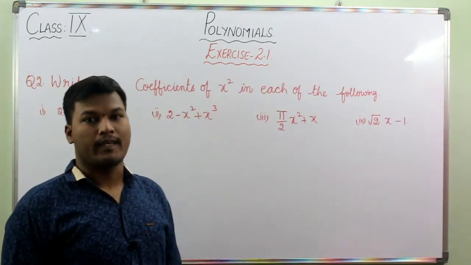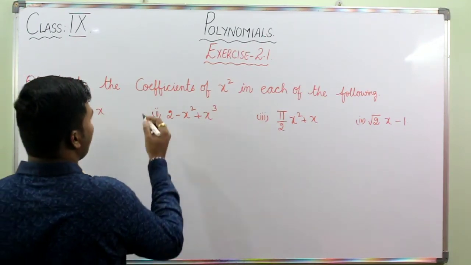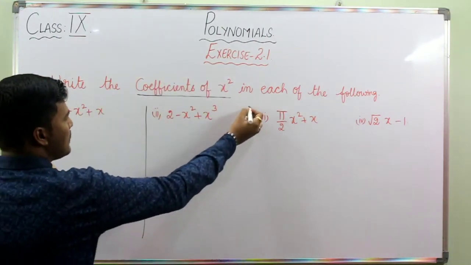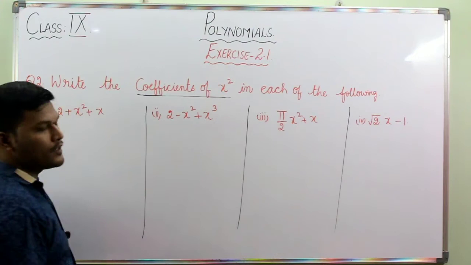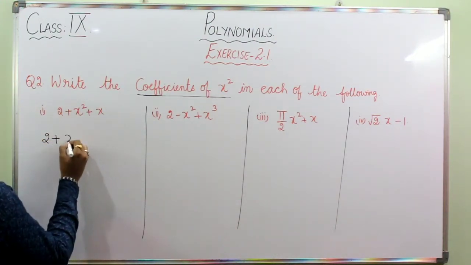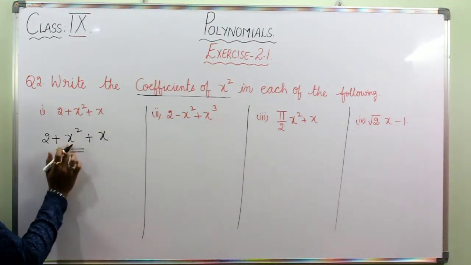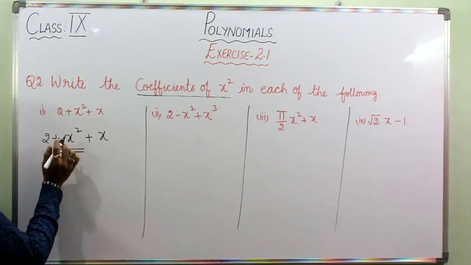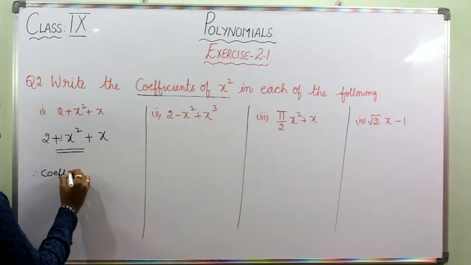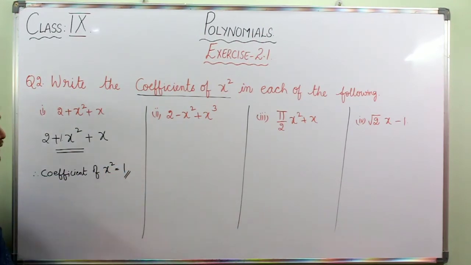Let us start the second problem of this exercise: write the coefficients of x square in each of the following. We have 4 parts in this, so we have to write the coefficients of x square. In the first expression, 2 plus x square plus x, we have to write the coefficient of x square. This x square is getting multiplied with 1. So the coefficient of x square is equal to 1.